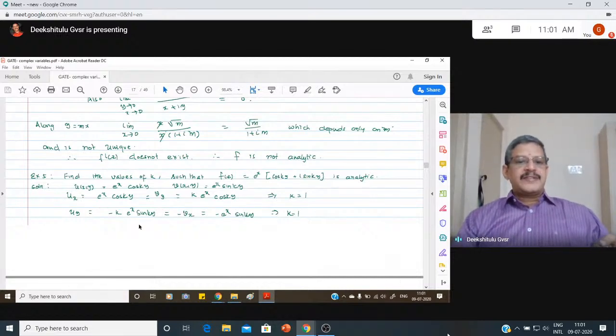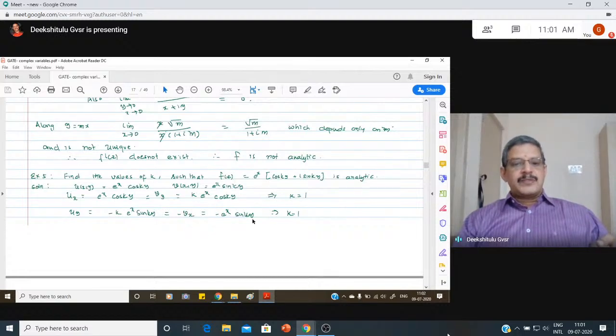So ∂u/∂x is a function of y. The derivative of e^x cos ky with respect to x is e^x cos ky, and it must be equal to ∂v/∂y as per the CR equations. What is ∂v/∂y? e^x is constant with respect to y, so e^x sin ky has derivative k cos ky times e^x.